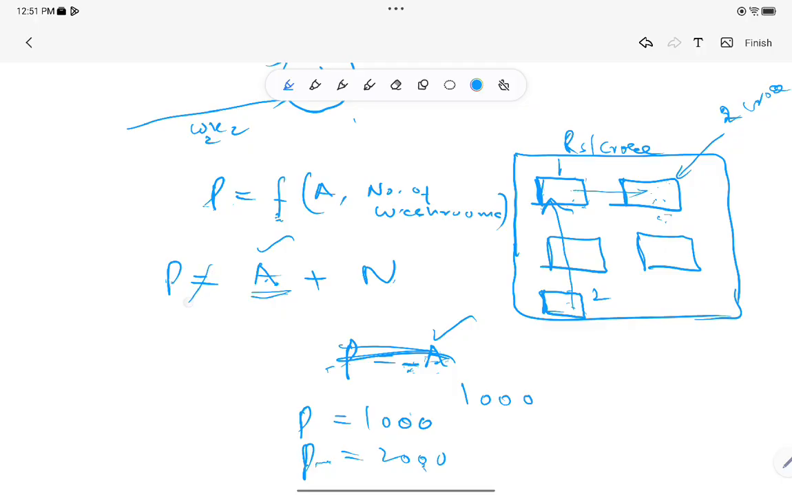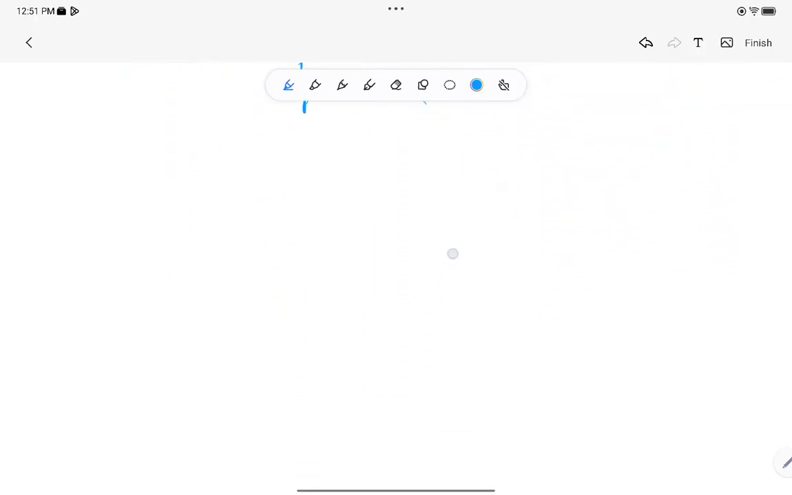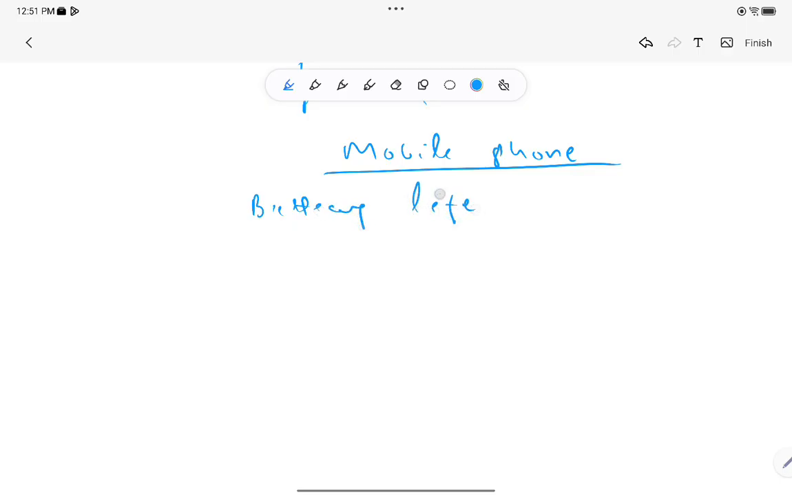Another example for this is that suppose you go to buy a mobile phone. While choosing a mobile phone, you have to consider two things about it. One is, say, battery life, and the other is something like camera resolution. You want both of these high, battery life high, camera resolution high.